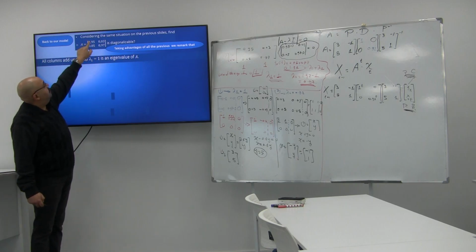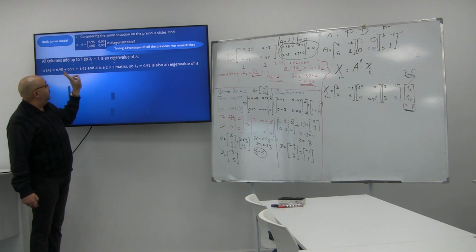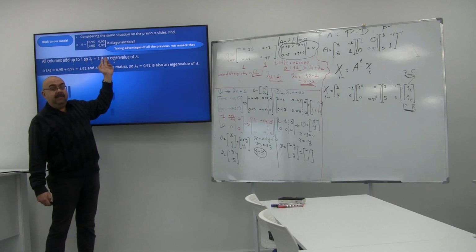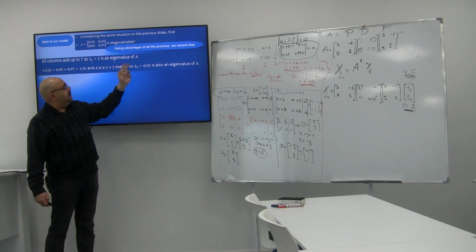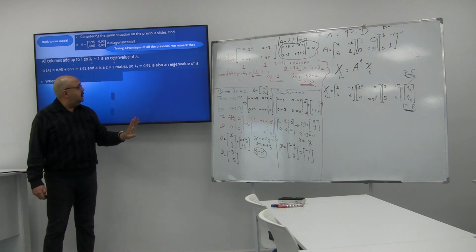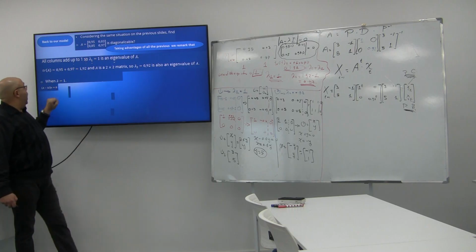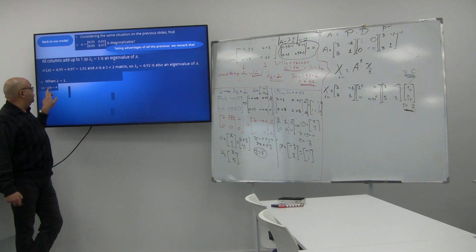Also, getting the sum of 0.95 and 0.97 gives the trace of this matrix, which is 1.92. Subtracting the first eigenvalue, 1, the second will be 0.92. I will repeat the main steps in order to get the eigenvectors. So for lambda equal 1, I will start substituting in (A minus 1 times I) v equals 0. Now I'm evaluating the first eigenvector.